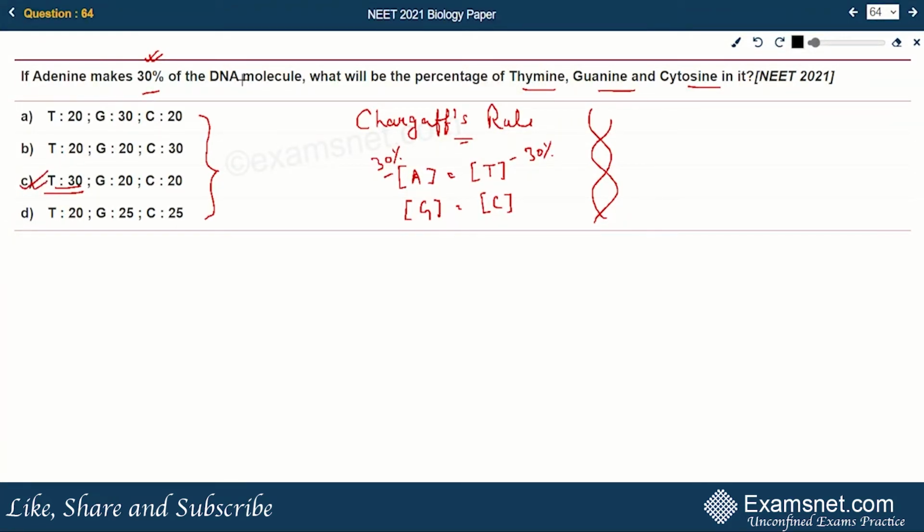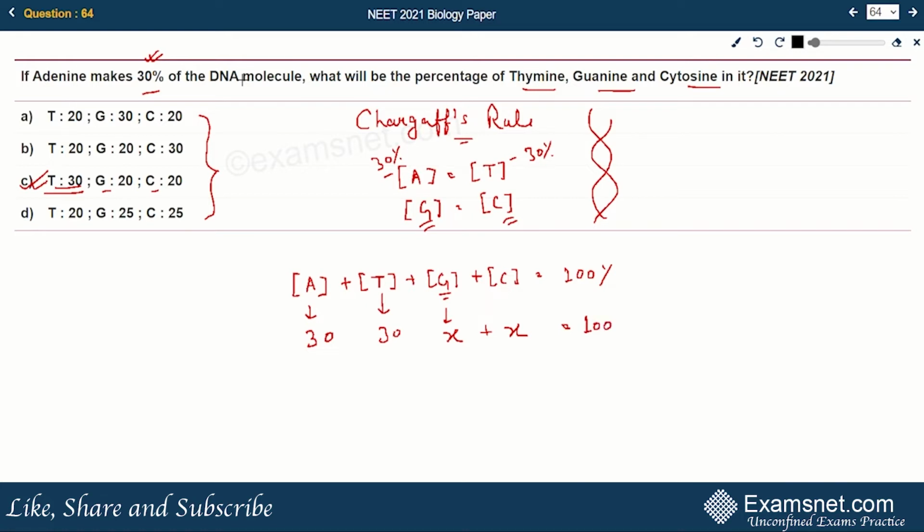But still we'll try to find out the amount of guanine and cytosine as well. See, we know that the total amount of adenine, thymine, guanine and cytosine will be equal to 100%, because these are the things which make up one DNA molecule, right? So here we know that the amount of adenine is 30, thymine is also 30, and all will be in percentage. The amount of guanine is unknown here, right? So let's assume it to be X%. Then if the amount of guanine is X%, what will be the amount of cytosine? It will also be equal to X%, right?